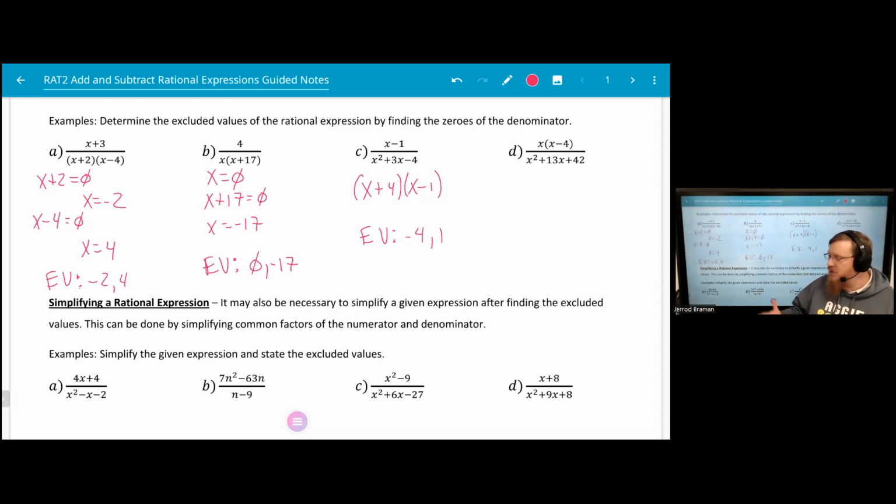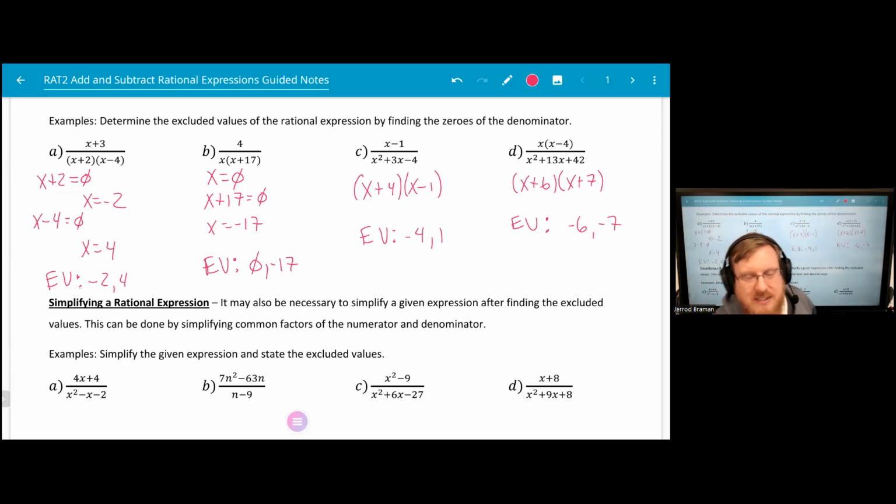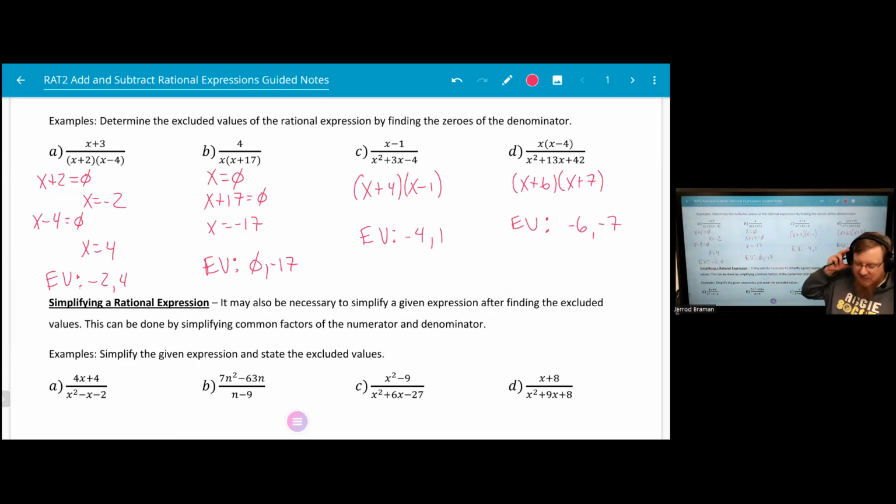Try that one out, see what you can come up with, and then we'll come back and check it. All right, as you return, I hope you correctly factored that denominator there. x squared plus 13x plus 42 simplifies to x plus 6 times x plus 7, leaving our excluded values as -6 and -7. So again, that's our first concept. We're going to put that in our back pocket. We're going to need that for a little bit. We'll need it now, we'll need it later, and even more later. So we'll talk about that as we keep going.